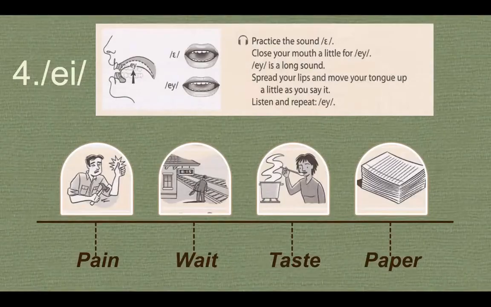Number 4, we have a diphthong here. A diphthong is made by two short vowel sounds. We have the sound A. To practice this sound, you need to practice the sound A and close your mouth a little for A. A is a long sound; split your lips and move your tongue up a little as you say it.